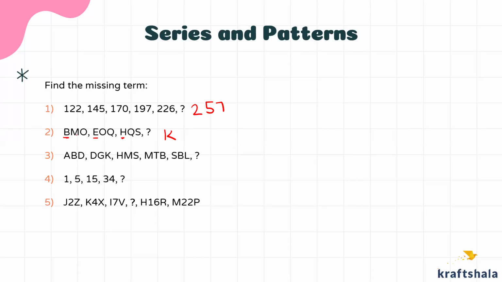Right. For the middle one, M, N is skipped. O, P is skipped. Q, R will be skipped. S. So you can say that one is skipped. So plus one or whichever way. For the last letter, again the same thing. O, P is skipped. Q, R is skipped. S. So T will be skipped. U. Right. Try the third one now.